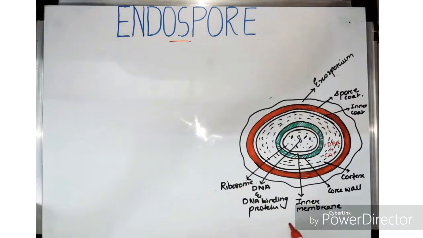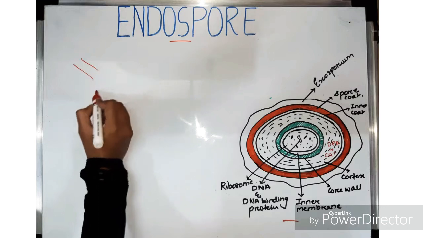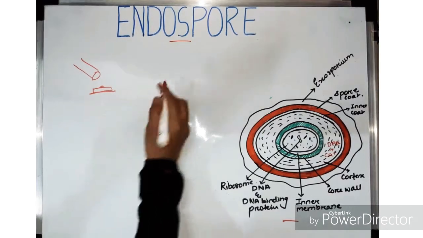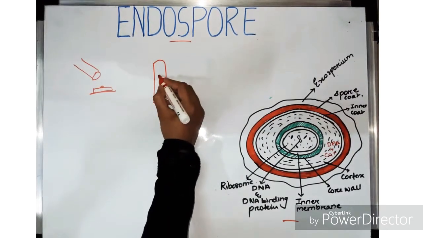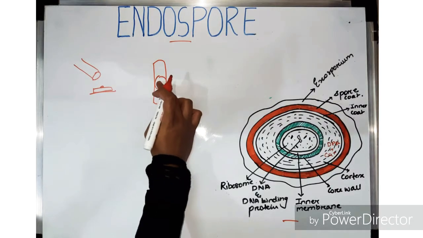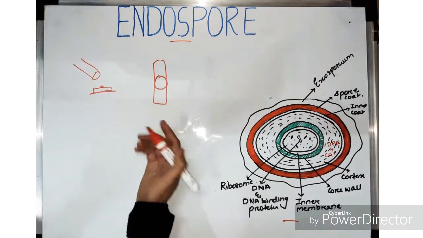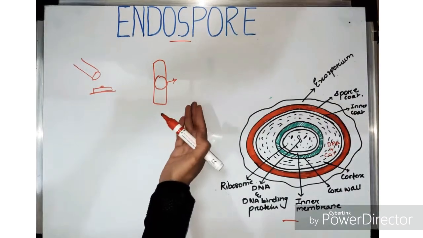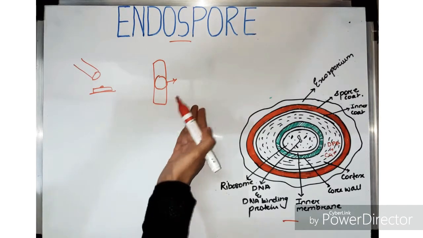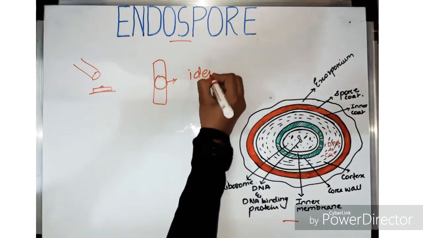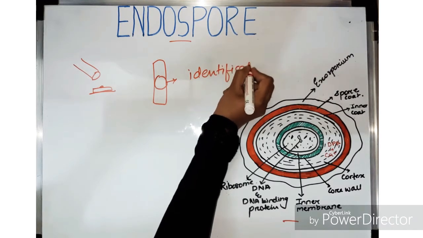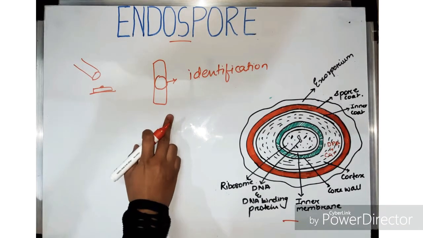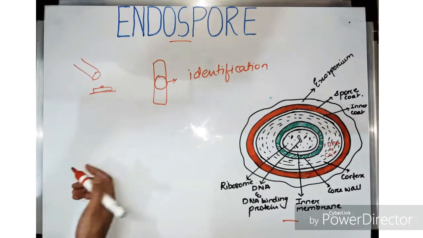If we see an endospore under a microscope, it is like a bacterial cell, and here is your endospore after the staining technique is done. So the location of the endospore also differs among bacterial species, and it is useful for identification. There are three types of location of endospore inside the bacterial cell, of course.